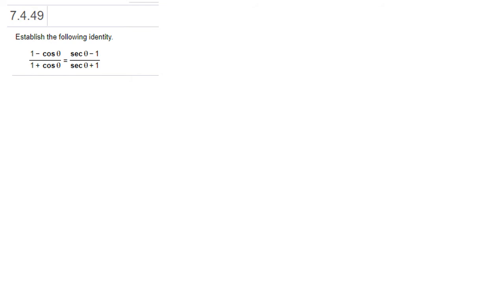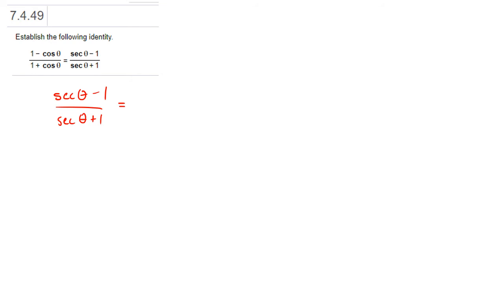All right, 1 minus cos theta over 1 plus cos theta equals sec theta minus 1 over secant theta plus 1. I happen to think the right-hand side looks more complicated. This is probably not how MyLab expects you to do it. They probably default to make the left look like the right, but equality signs are symmetric, so if I can make the right-hand side look like the left, it's just as good. And I like to take the more complicated side and make it look like the simpler side.